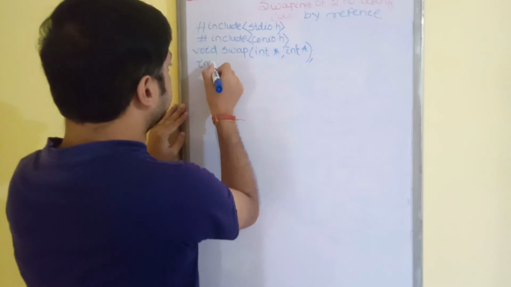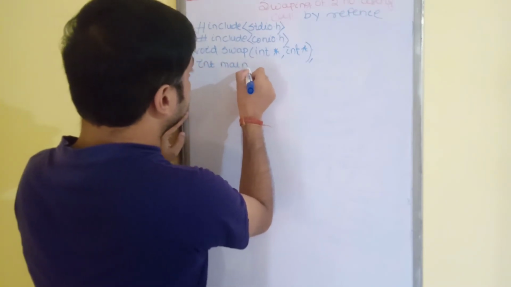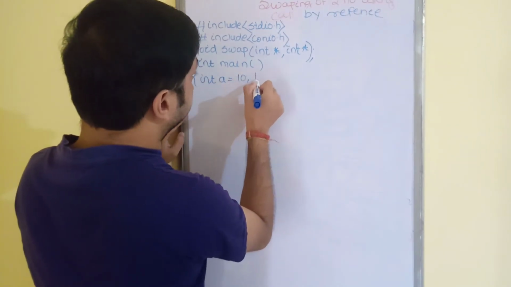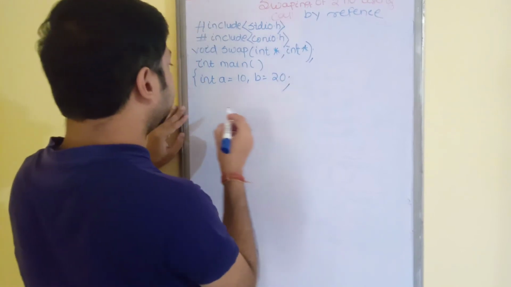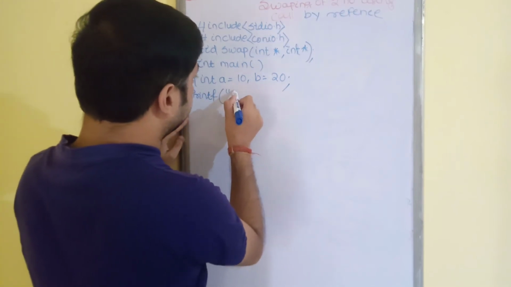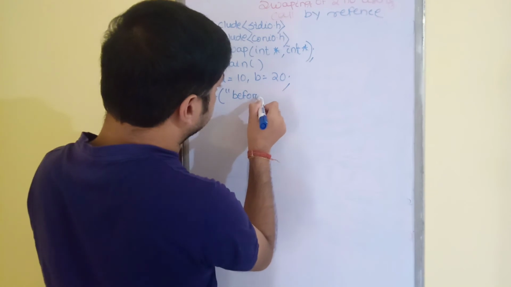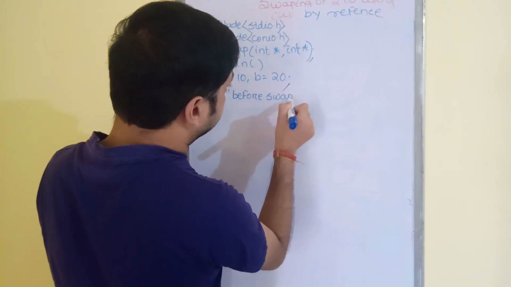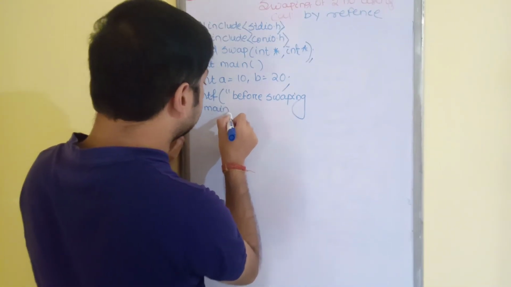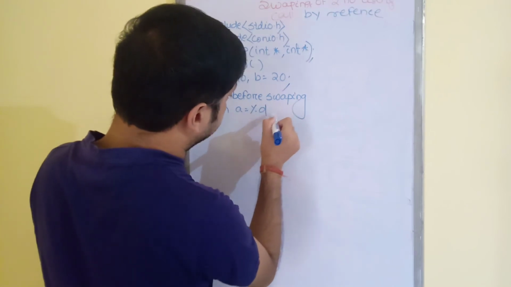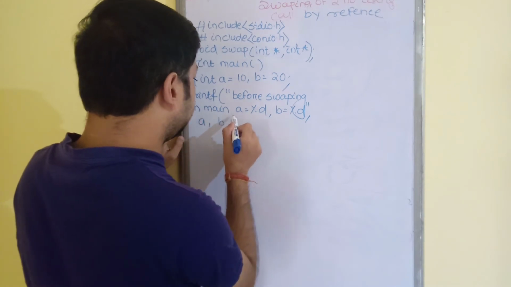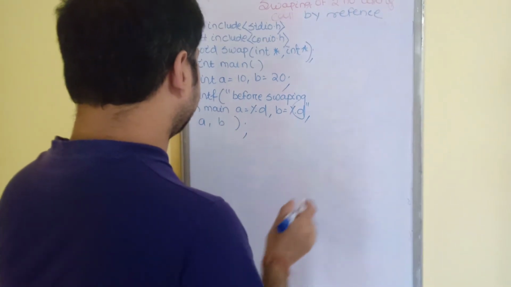And again you can write here int main, the same thing. Okay, then int a equals to 10, b equals to 20. Then I can print the message here, printf, the same message, before swapping in main, a equal to percentage d comma b equal to percentage d, that is a comma b value are printed here. Before swapping in main, this value will be printed.